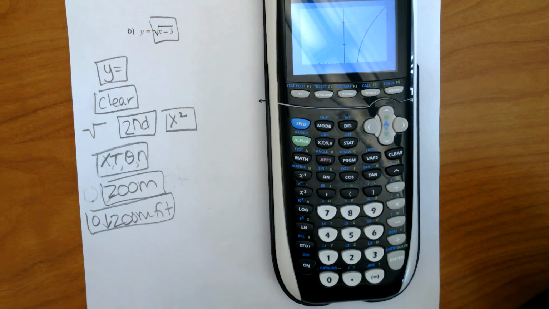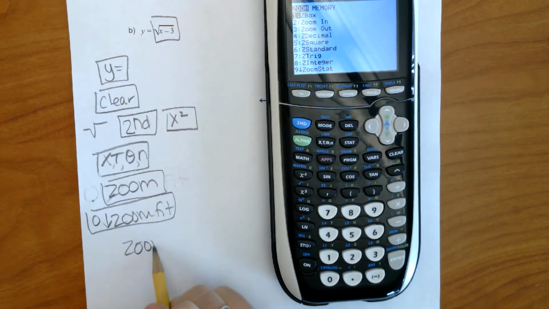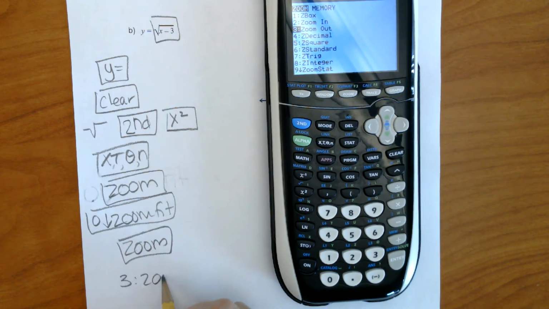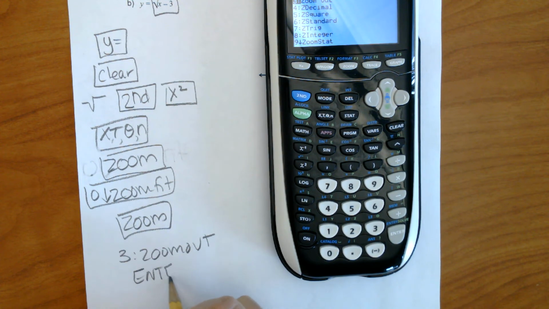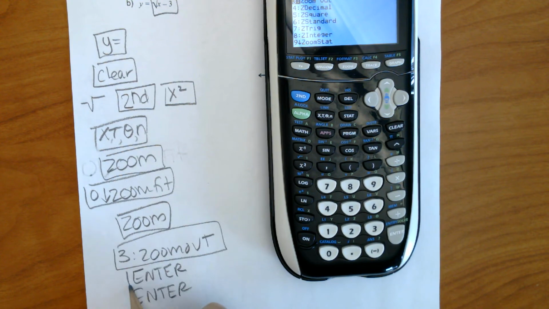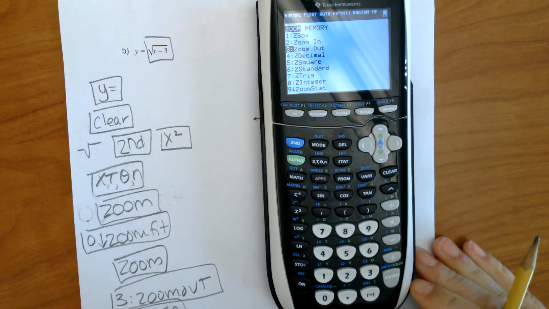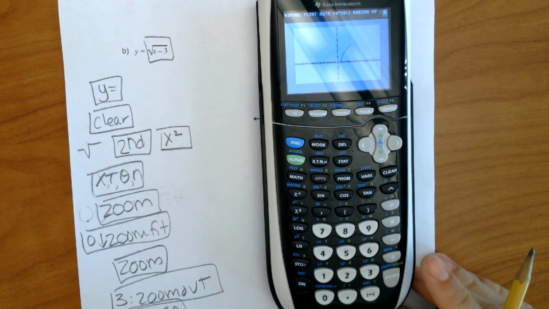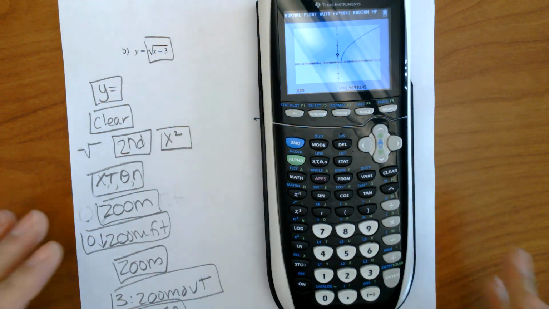Okay. So you know what, I want to zoom out. So let's press zoom again. And then let's go down to 3 for a zoom out. And remember, you have to press enter twice. That's what I was doing on that last problem, pressing enter twice. So let's press zoom out. Let's go enter and enter again, and let's see what happens. Oh, that's better. Yeah, that kind of looks like half of our other graph, but turned around.